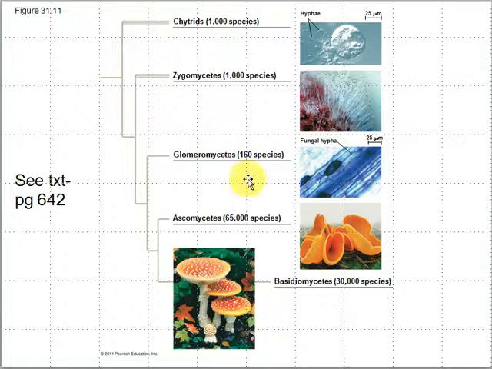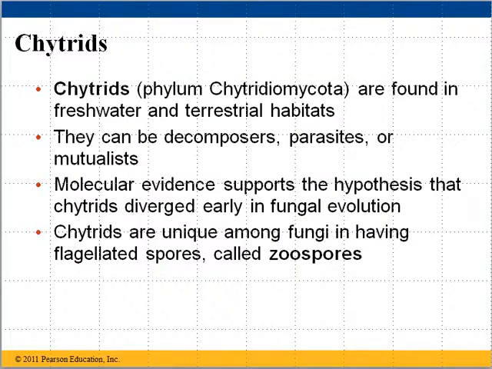But these are the five major groups of fungi that we're going to take a look at: the chytrids, the zygomycetes, the glomeromycetes, the ascomycetes, and the basidiomycetes. And we'll take a look probably at some common examples of each one of these, if there are common examples, and we'll just talk briefly about each one. The chytrids are first up.